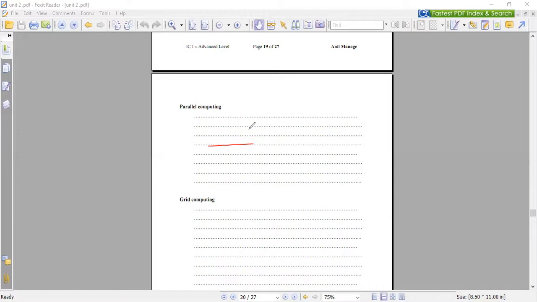Large problems can often be divided into smaller ones, which can then be solved at the same time.